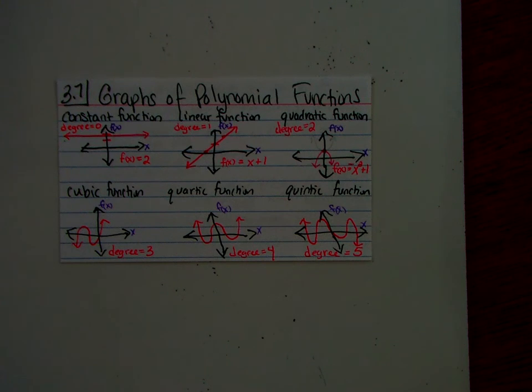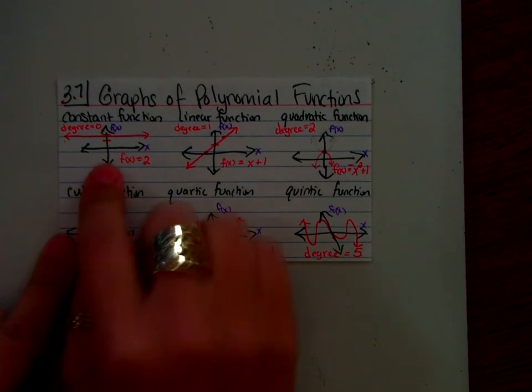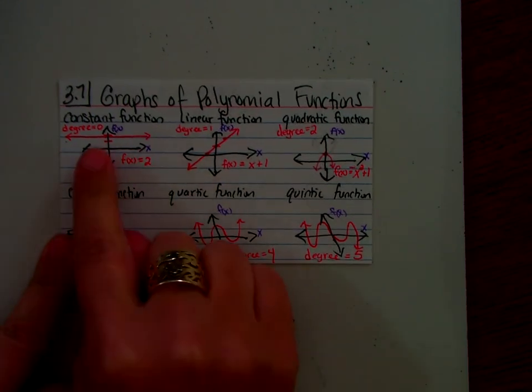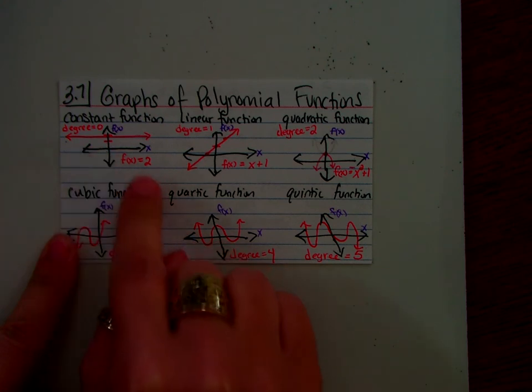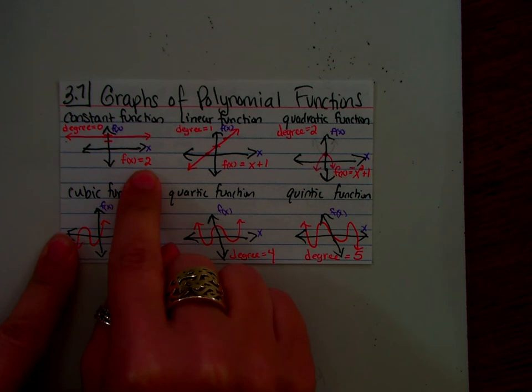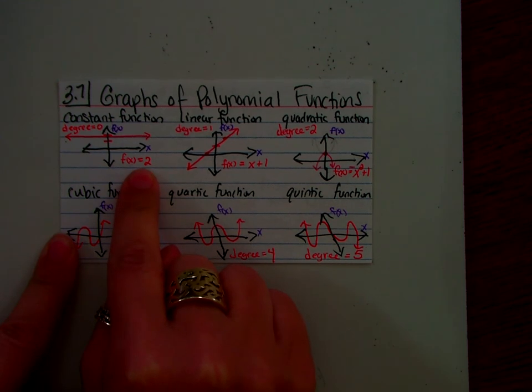Hey guys, all right, so today I want to talk about the graphs of polynomial functions. So if we look at the first one, it's a constant function, okay? So it's a horizontal line. It has a degree of 0. So remember, the degree is attached to the variable. So this would be 2x raised to the 0 power. But anything raised to the 0 power is just 1. So it'd be 1 times 2, which is still 2, okay?